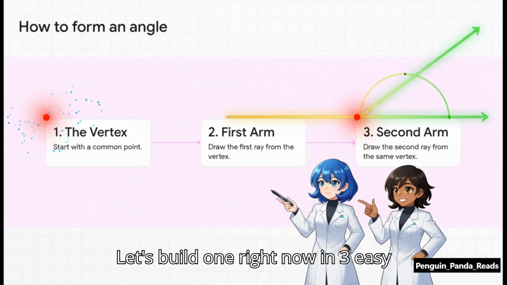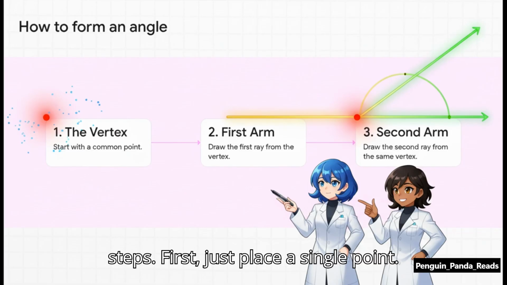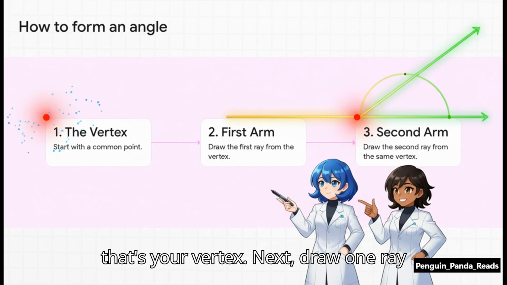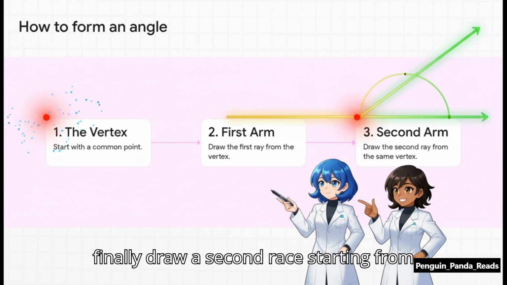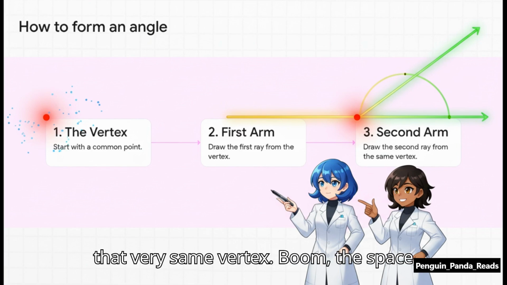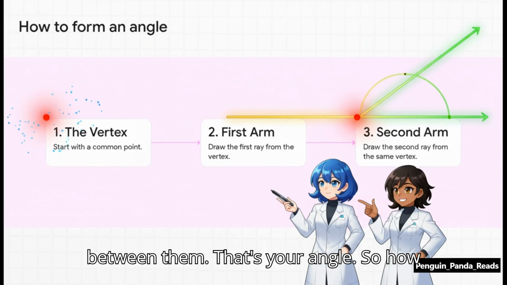Let's build one right now in 3 easy steps. First, just place a single point. That's your vertex. Next, draw one ray shooting out from that vertex. And finally, draw a second ray starting from that very same vertex. Boom! The space between them, that's your angle.